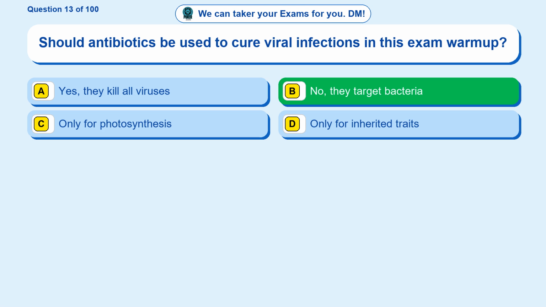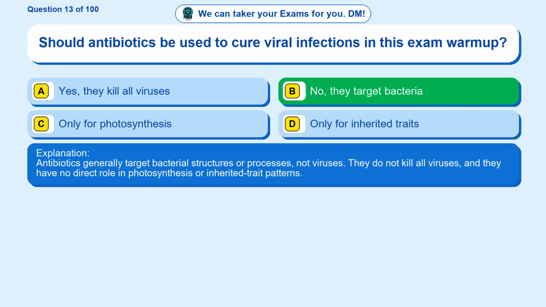The correct answer is option B. No, they target bacteria. Antibiotics generally target bacterial structures or processes, not viruses. They do not kill all viruses, and they have no direct role in photosynthesis or inherited trait patterns.